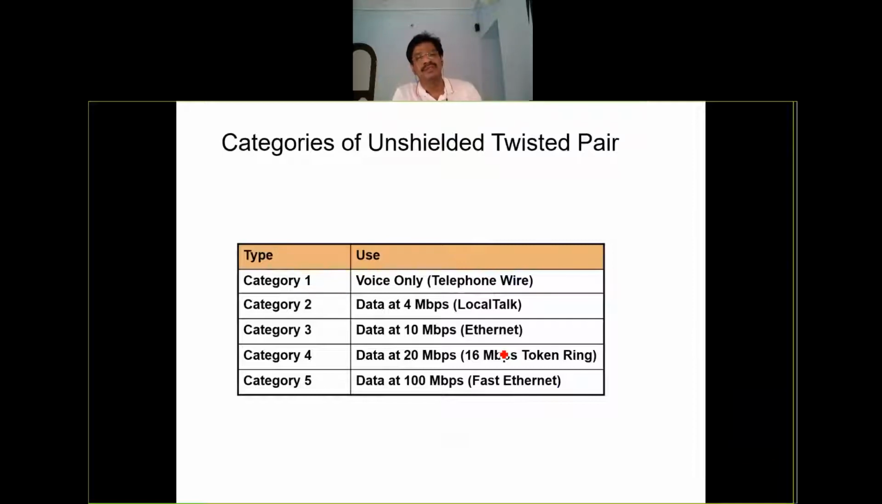Depending on the utility, it's a copper conductor cable. The UTP cables are categorized as category 1, 2, 3, 4, 5, 6, 7. At present, category 6 and 7 cables are also available. In our laboratories, we are utilizing category 6 cables, which provide data at almost 1 Gbps, 1 gigabit per second, which is supported by fast Ethernet.